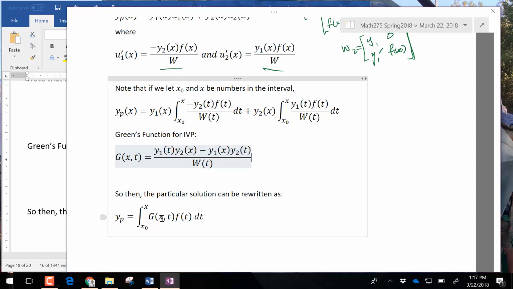Yes. There's a version for third order, but that gets a little bit more complicated.